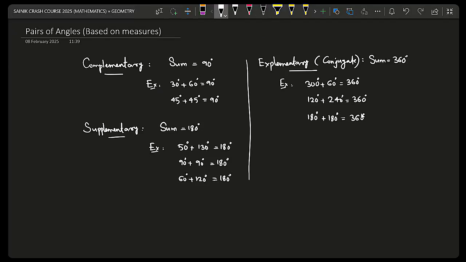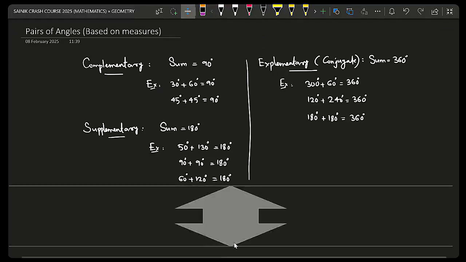If the sum is 90, we call them complementary angles. If the sum is 180, we call them supplementary angles. And if the sum is 360 degrees, we call them explementary angles. And the other name is conjugate angles also. So based on this concept, let's try to solve some questions.